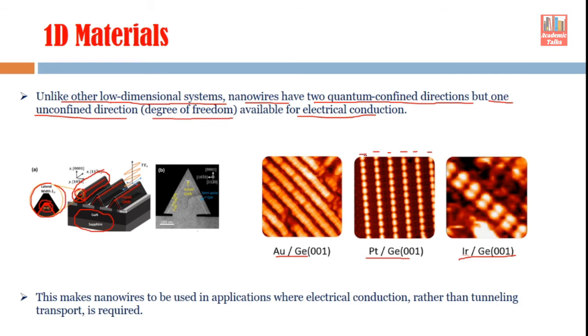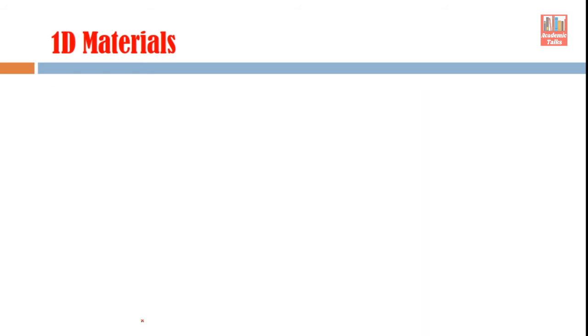Now this kind of property makes these nanowires useful in applications where electrical conduction rather than tunneling transport is required. It means we need to conduct carriers from one location to another location, and it's not tunneling. Tunneling is a different kind of phenomenon. It is conduction, but since the dimensions are small, electrons are considered as a wave instead of as a particle, and we start observing quantum effects there.